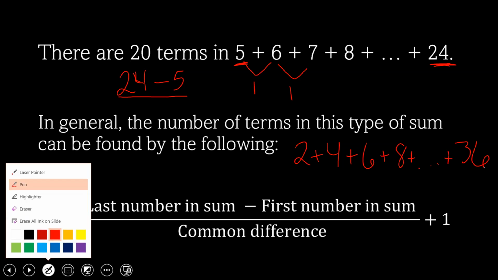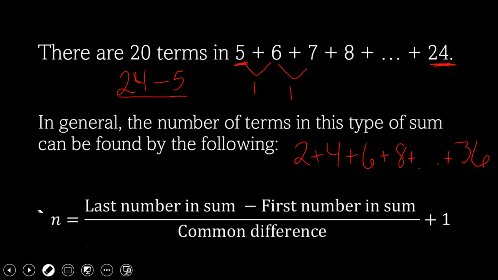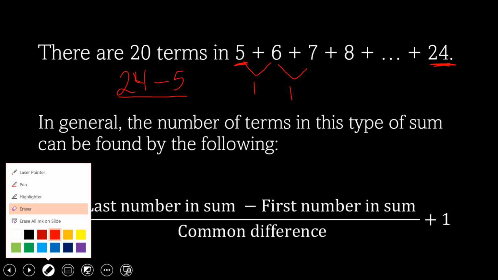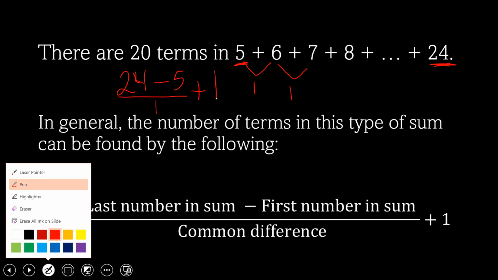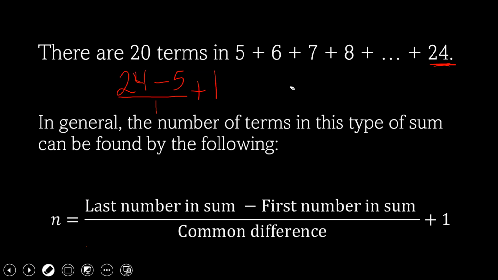Okay, but in our circumstance right here, 5 plus 6 plus 7, the one that's on the slide, our common difference is 1. So we're just going to be dividing by 1 in our formula. Easy peasy. And then we're going to add on that 1 at the end. Okay, so does anyone want to tell me what that equals? 20. Yeah, spoiler alert, it should match.